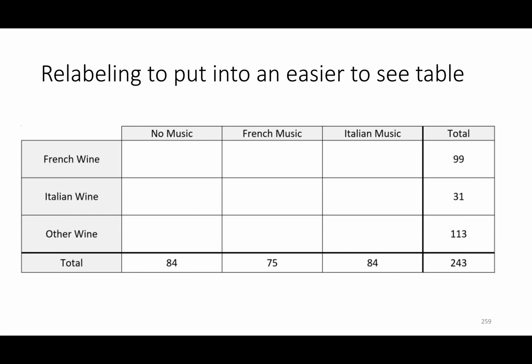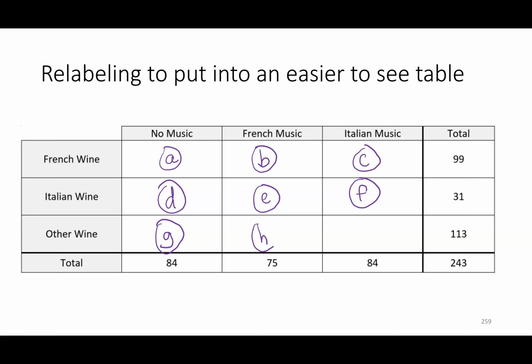So relabeling, for me, it's easier to look at it this way. I'm going to say, okay, this is A, B, C, D, E, F, G, H, I. This labeling is just because I want to make this into one long table, like we did with the M&Ms. I'm going to make this one the first column, second, third, fourth, fifth, and so on. So I'll show you what I mean.